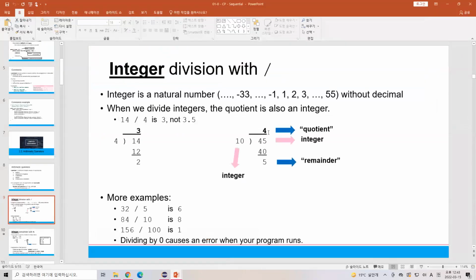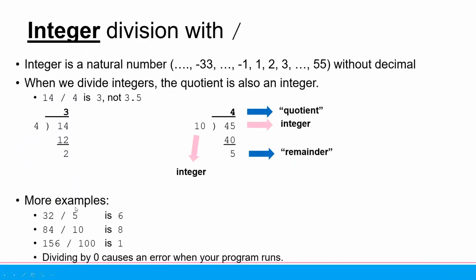And we have 45 divided by 10. Then the result will be 4. Okay. Only the integer number. More examples. 32 divided by 5. The result is 6. 84 divided by 10. The result is 8. 156 divided by 100. It is 1.